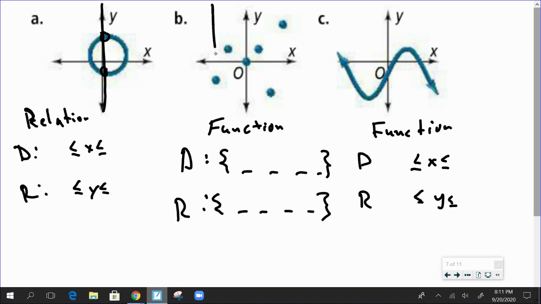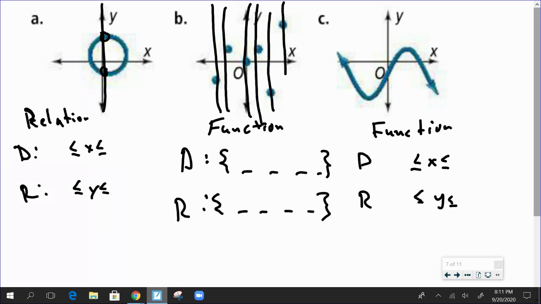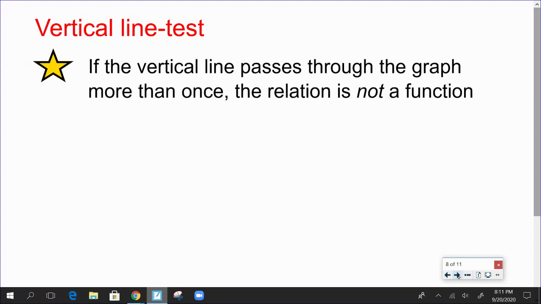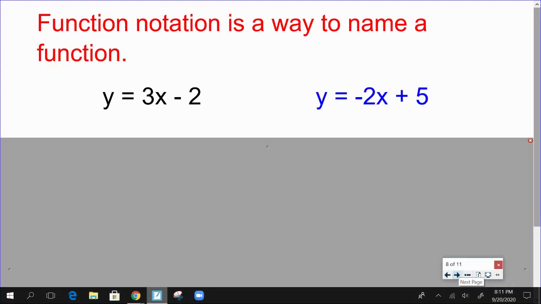This one, if I were to draw a line through each one of these, there isn't another dot on it. So this is a function. Here, if I were to put any particular vertical line, it only hits it once, that's a function. That's an example of the vertical line test. It's not a very complicated test.